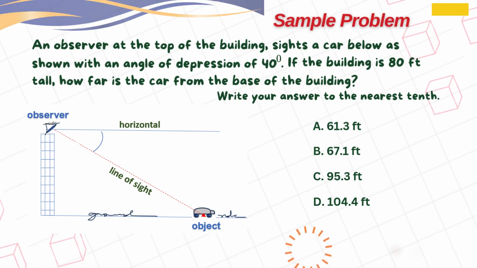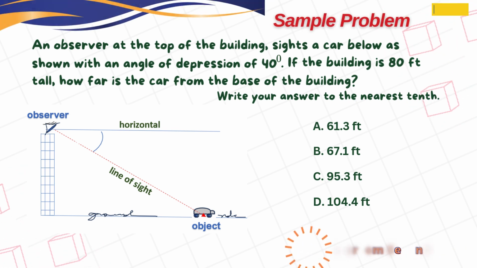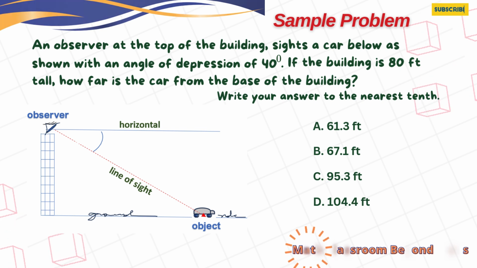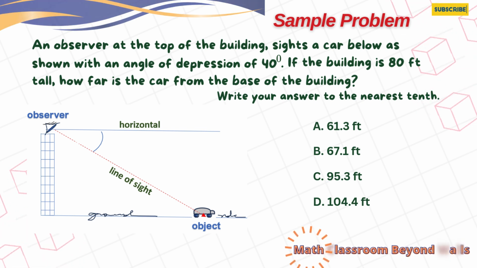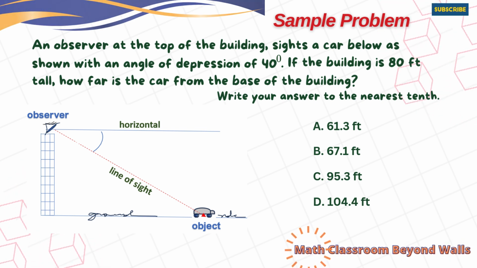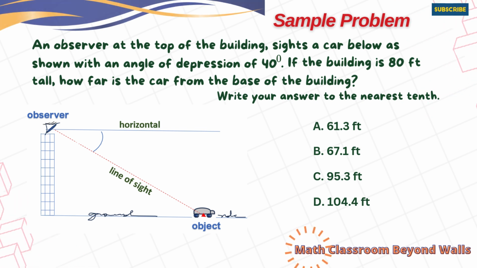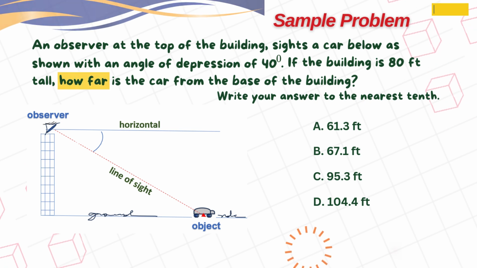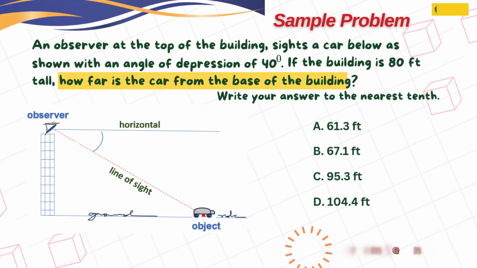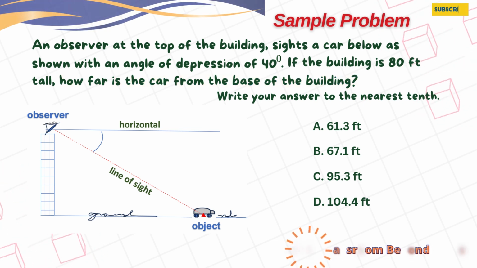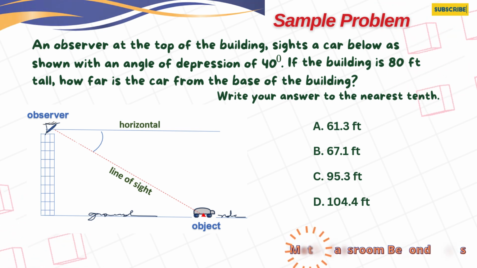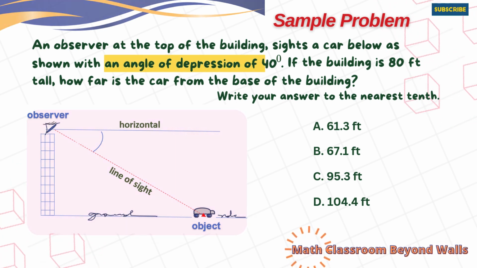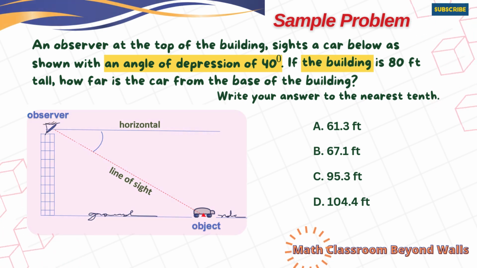As usual, we begin by reading the whole problem and may read it several times when needed to know what we're looking for, to determine what are given, and to figure out how the given information helps find what we're looking for. What is asked in the problem, learners? You're right, we are to find the distance from the car to the base of the building. What are given? We're given a figure, an angle of depression of 40 degrees, and the height of the building, which is 80 feet.